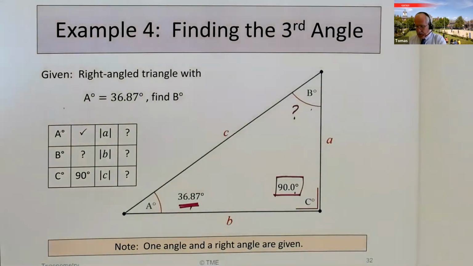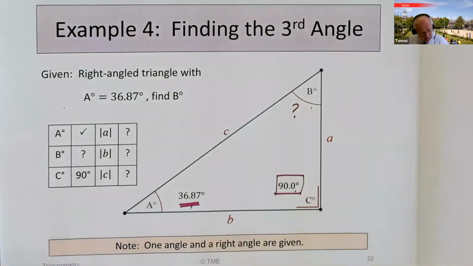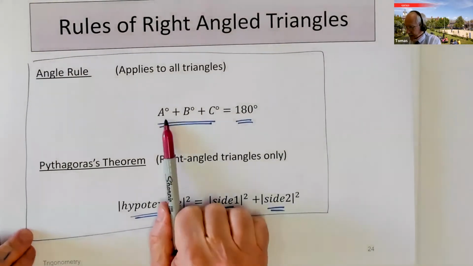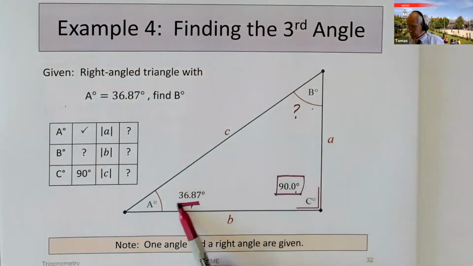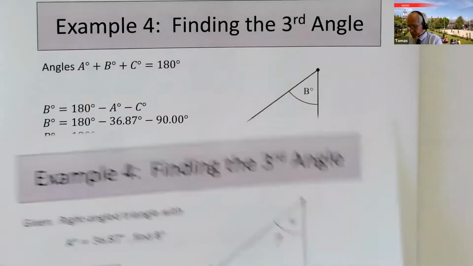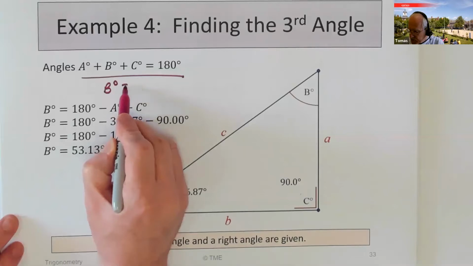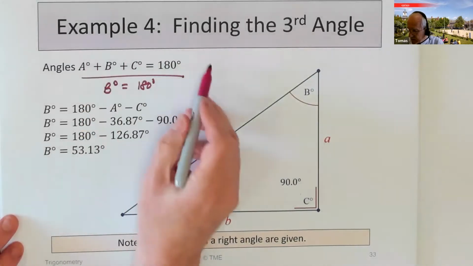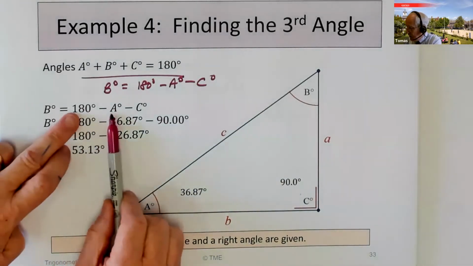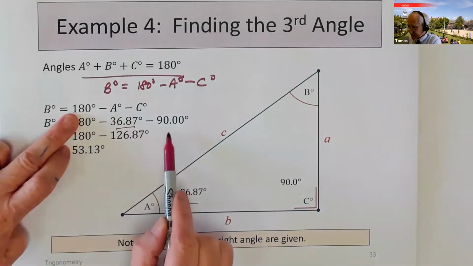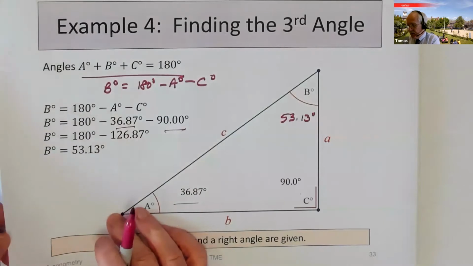Well, I go back to my sine cos tan. I don't think I need that, because I don't know any of the sides. But the angle rule, A plus B plus C equals 180. So the three angles must equal 180. And I know two of them. So B must be 180, taking the A across, minus A minus C. But I know A is 36.87, C is 90, and I just subtract them and I get 53.13. And that's the angle there.